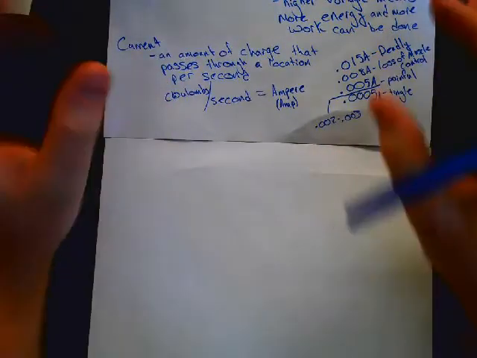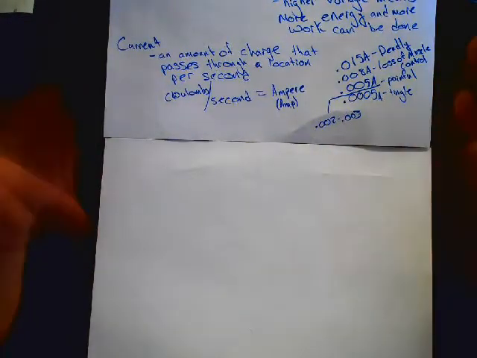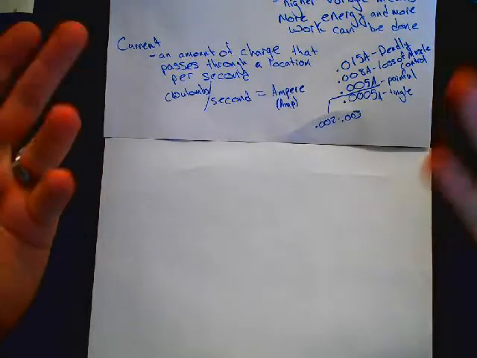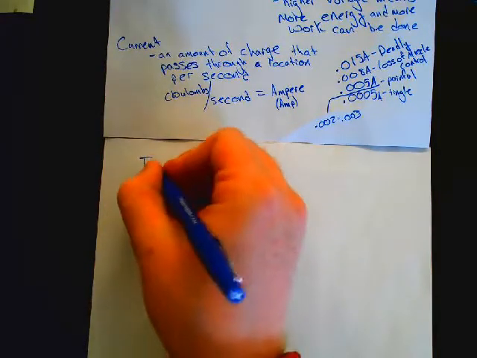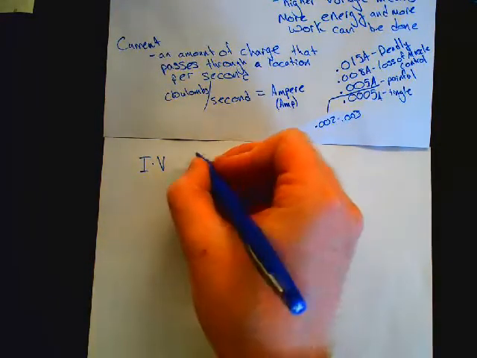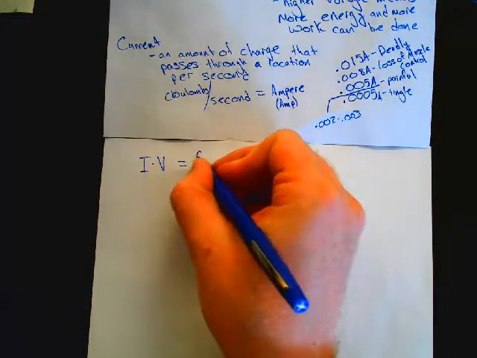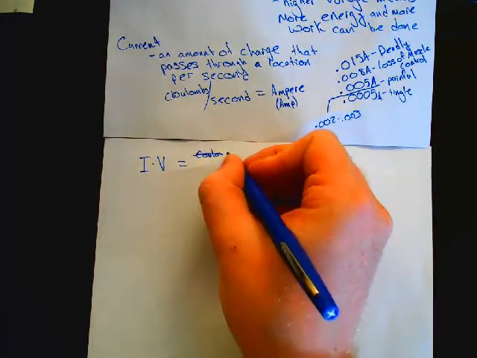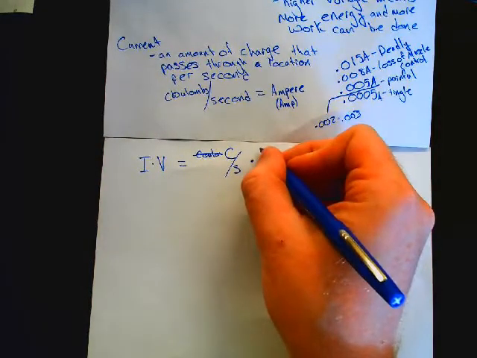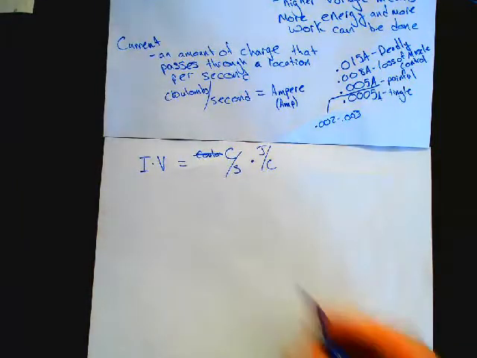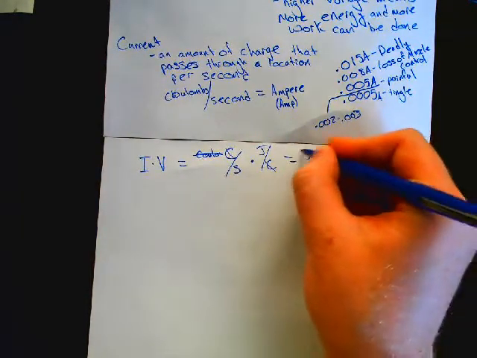So talking about current, talking about voltage, next one is the combination of the two. When we combine voltage and current, that's where we get the power to actually do something. So I times V, what we're looking at then is coulombs per second times joules per coulomb. The coulombs cancel, and I get joules per second.